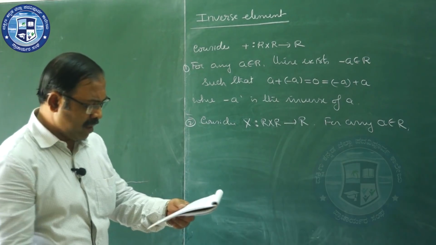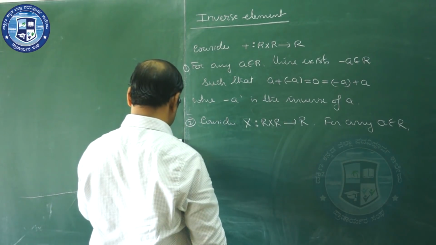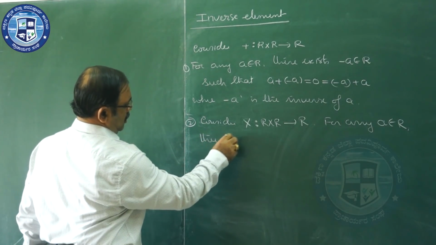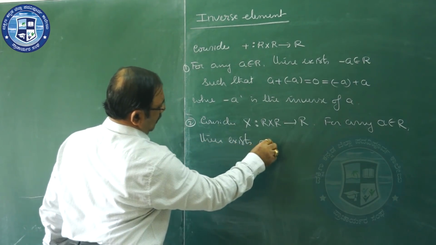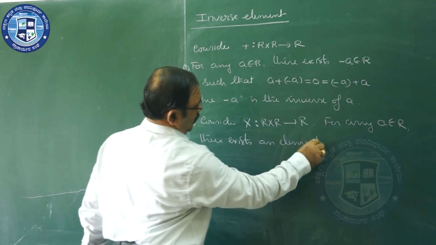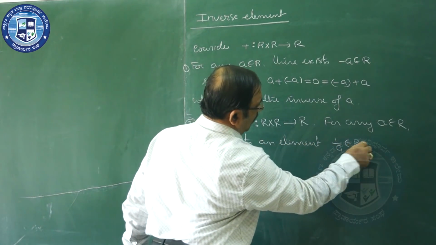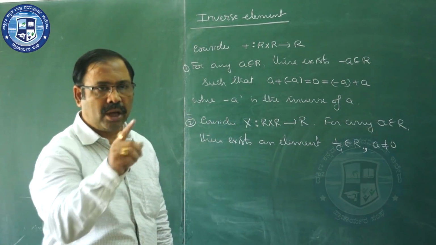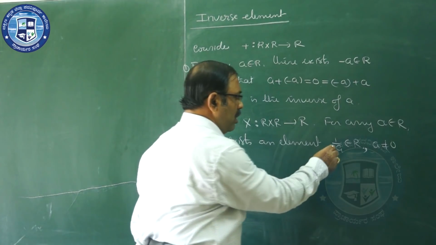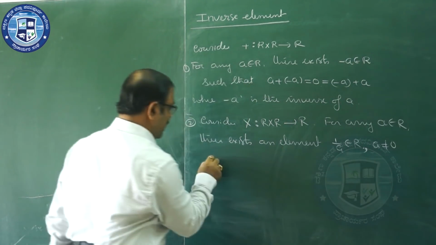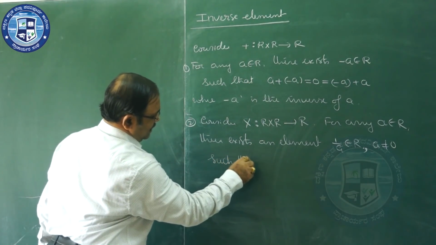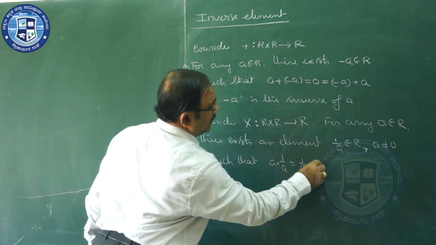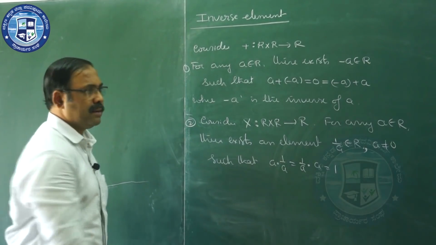For any a belongs to R, a not equal to 0, there exists an element 1/a belongs to R. Remember, this is always defined for non-zero a. 1/a belongs to R such that a into 1/a, 1/a into a is equal to 1.